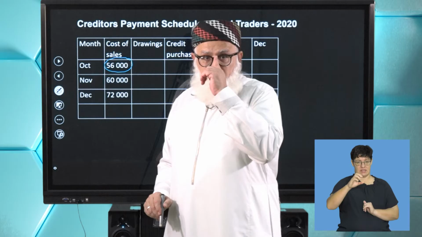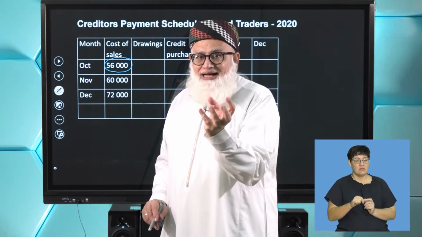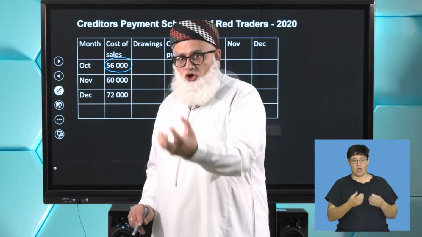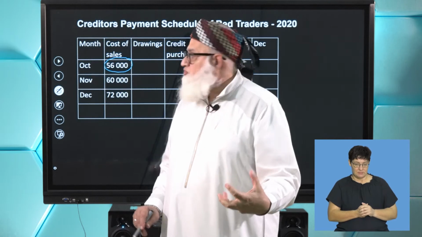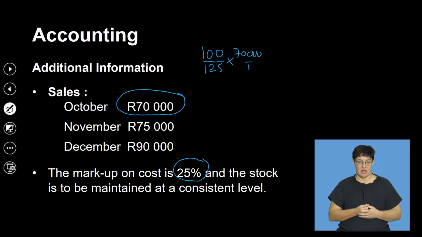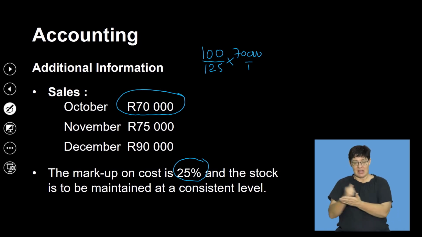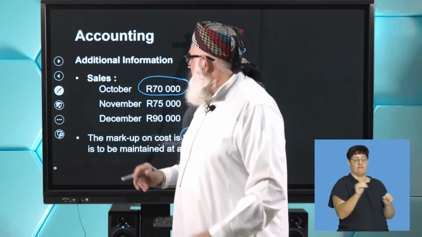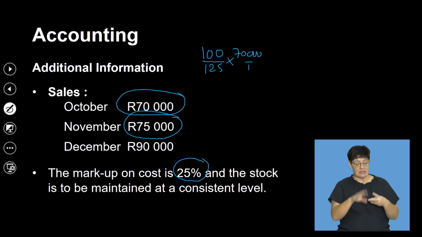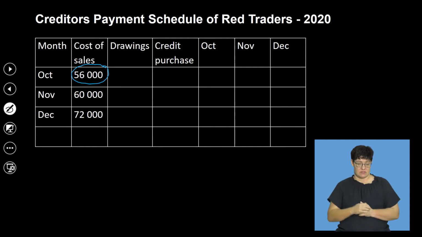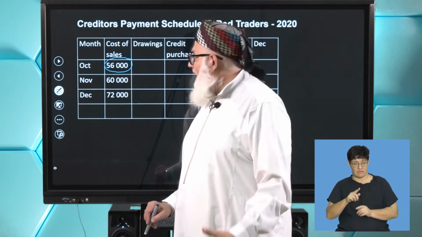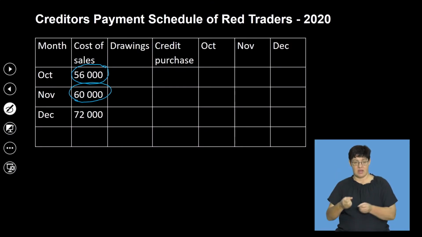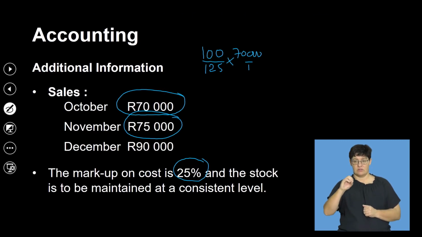So once again, important, you use your markup to determine your cost of sales. Your cost of sales is dependent on your total sales, right? Depending on the information that's given to you, if you are given total sales, not a problem. If you are given credit sales, convert it to total sales and then do your calculation. Right, the second calculation that we're going to do is the 75,000, and obviously on the 75,000, same procedure, 100 over 125 times 75,000 over 1 will give you a figure of 60,000, right? And then the third one, obviously, is your 90,000. Let's do the calculation so we can see.